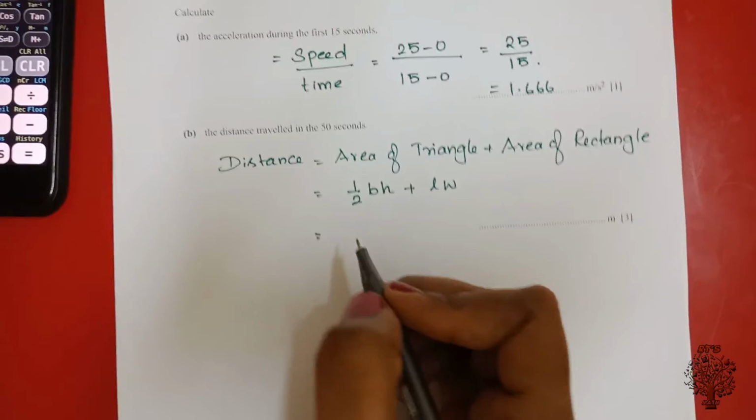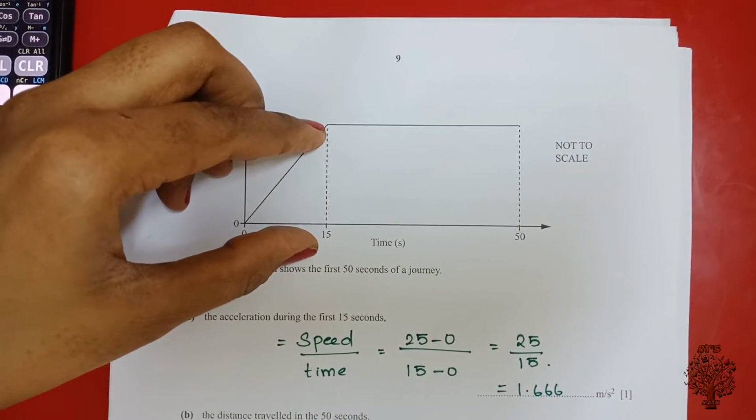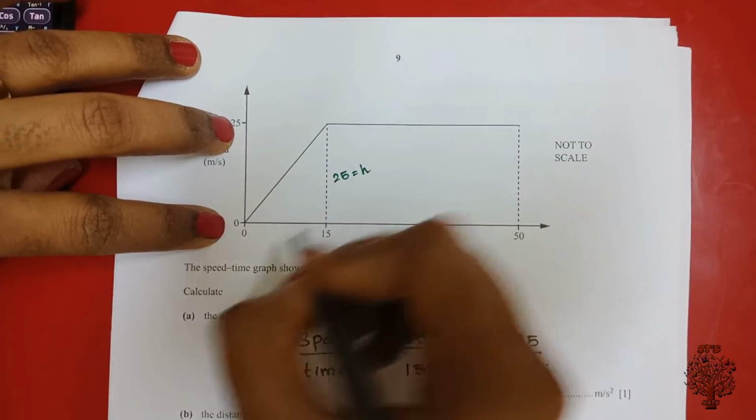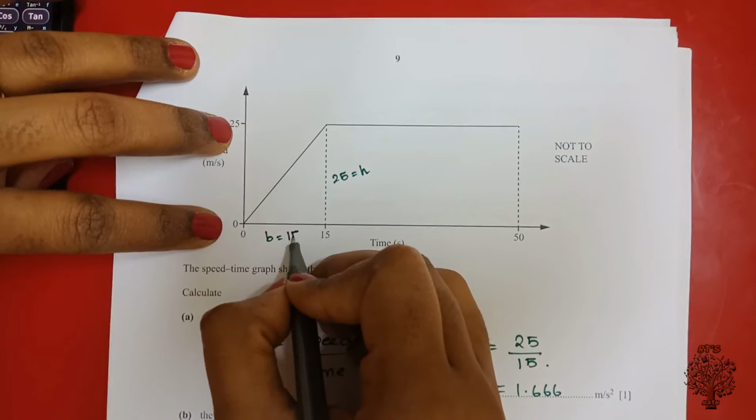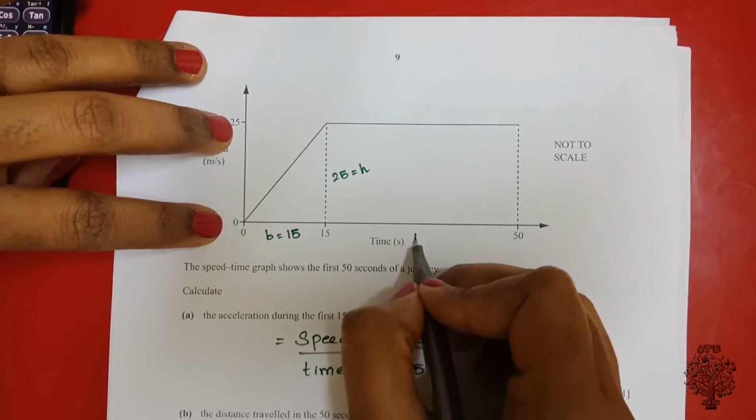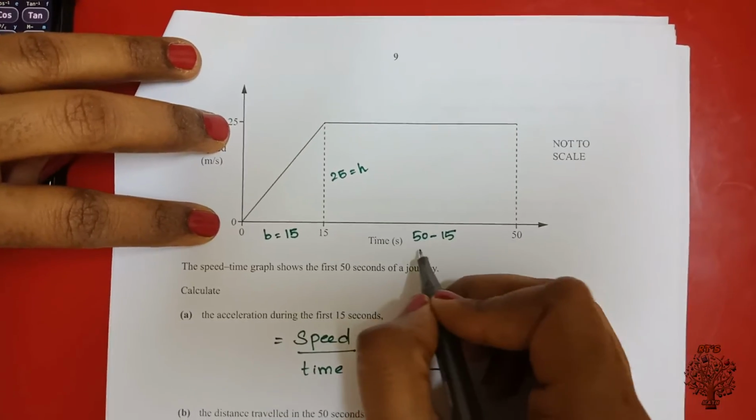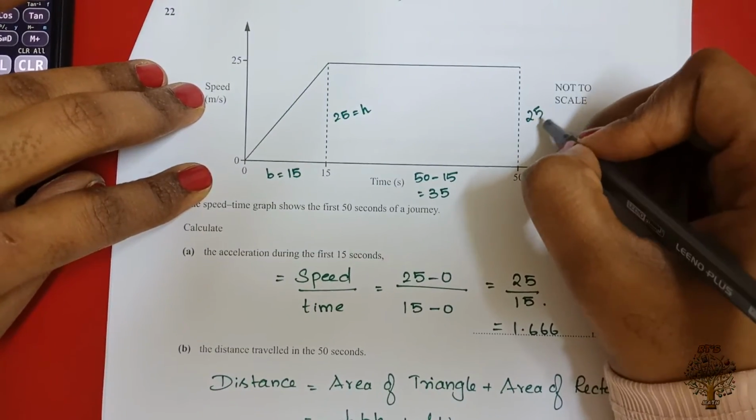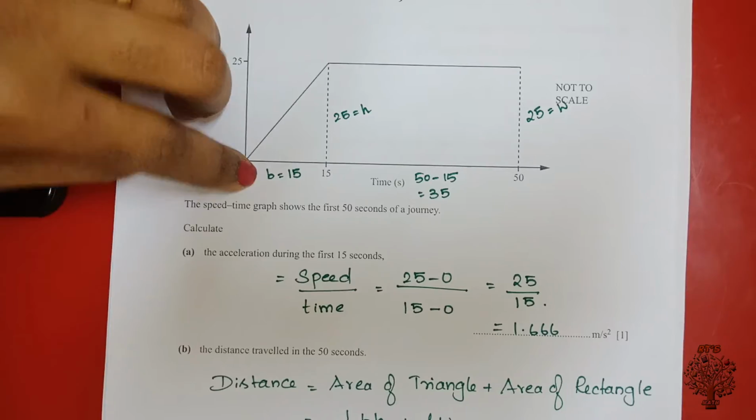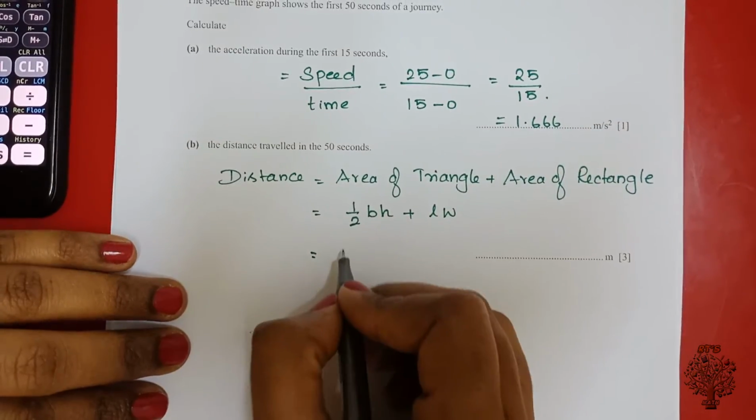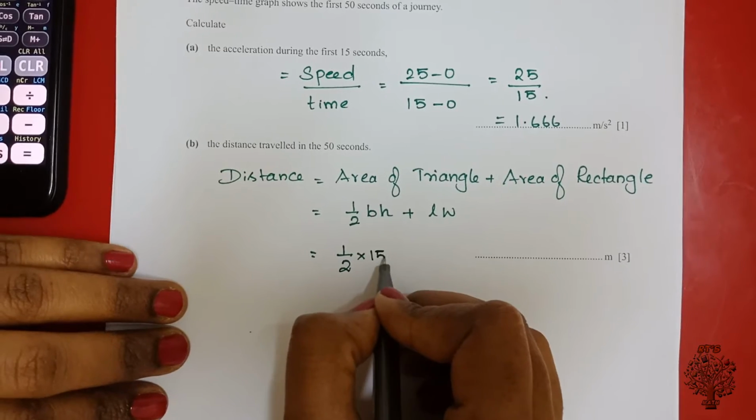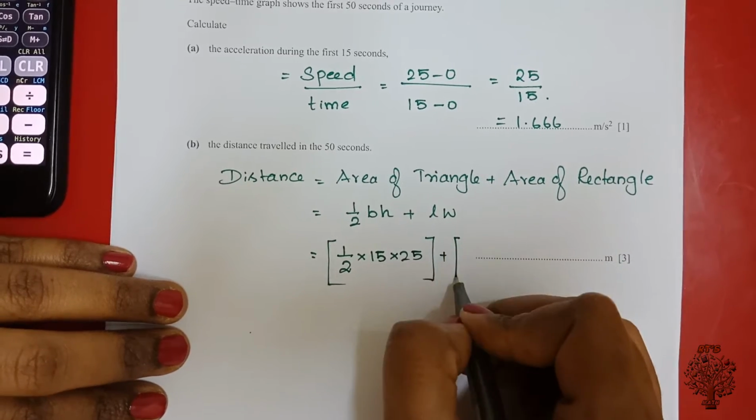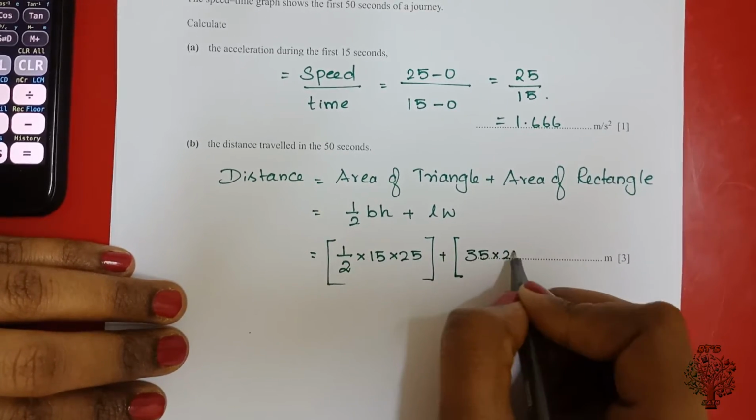Okay, I'm just going to check the formula. Height of the triangle is this 25. Am I right? So height is equal to 25. Base is equal to 15 minus 0, that is 15. Now here 50 minus 15 will be the length, which is equal to 35. And the same height, so 25 will be my width also. Base is 15, height is 25. I'm just going to substitute 1 by 2 multiplied with 15 multiplied with 25, plus length, 35 multiplied with 25.